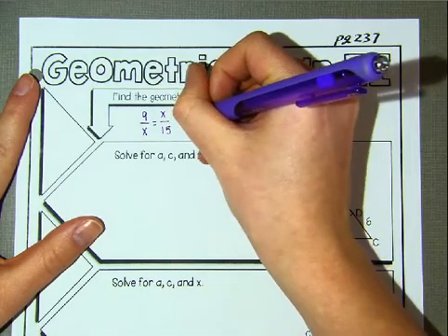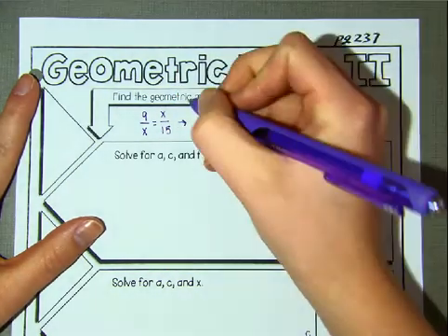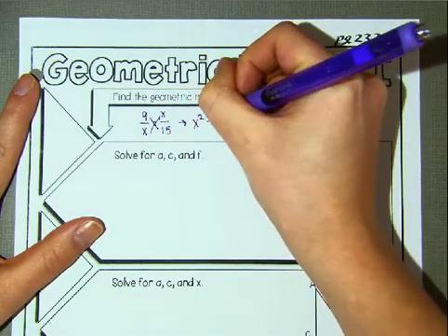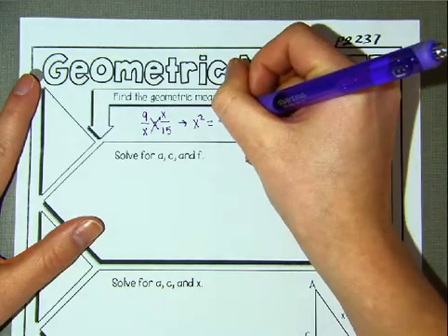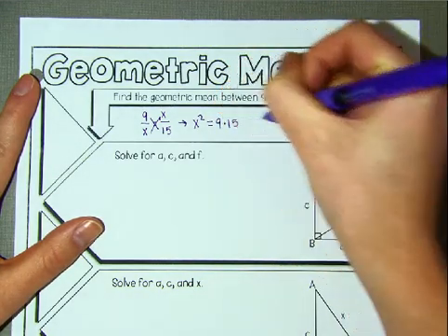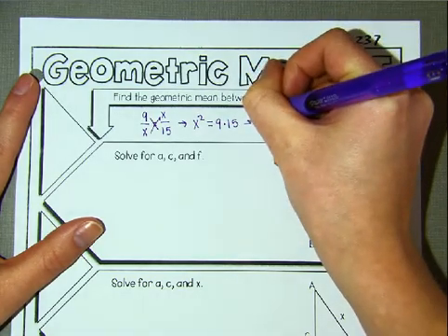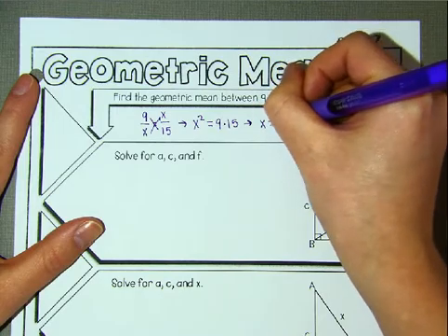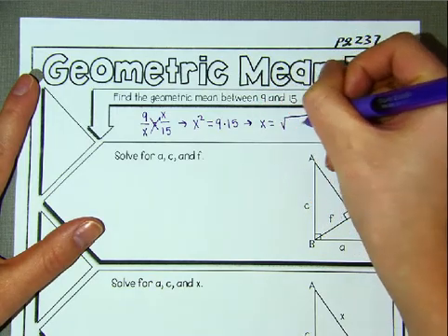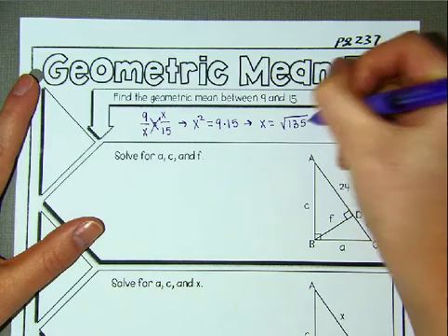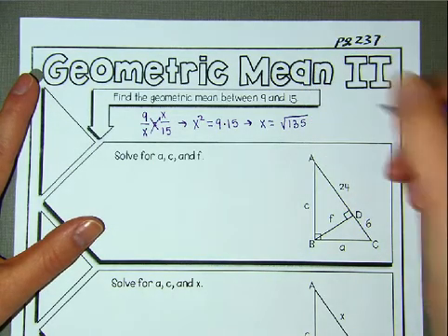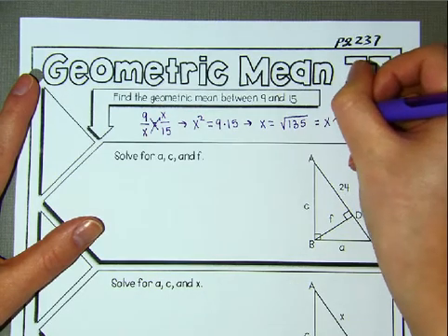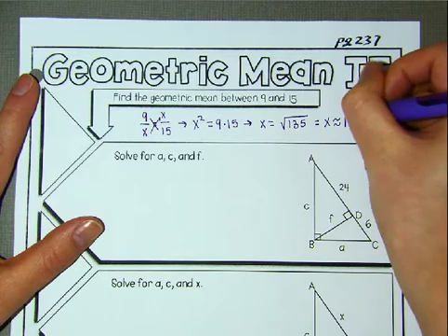So now to solve for x, we're just going to cross multiply. So this tells us that x squared is equal to 9 times 15. And this tells us that x is going to be equal to the square root of 135, because 9 times 15 is 135. And then if we were to plug that into our calculator, that would tell us that x is approximately 11.6.